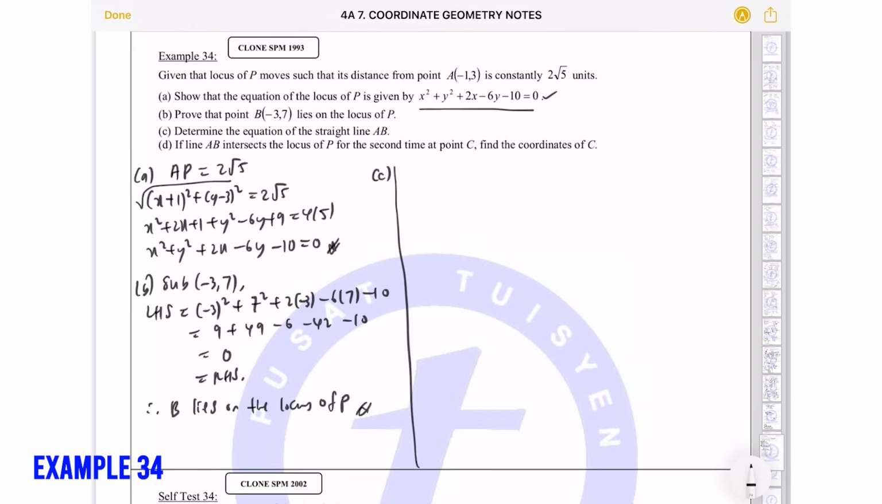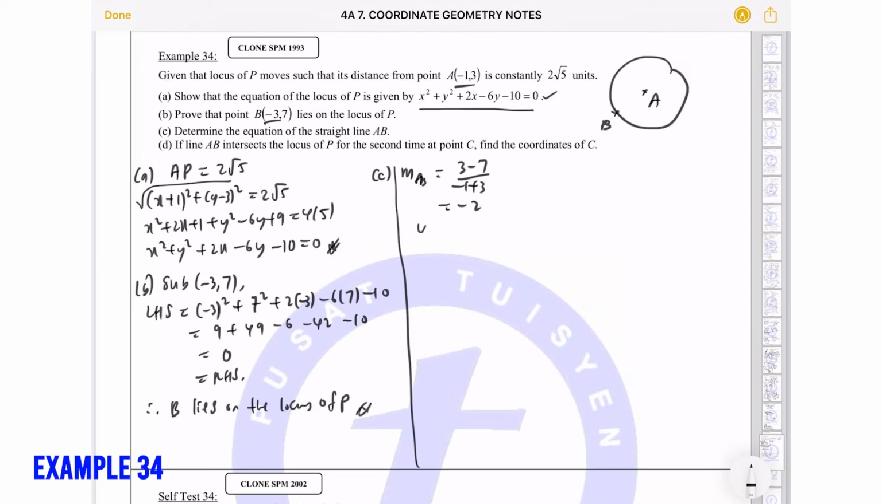Okay, part C. Determine the equation of straight line AB. Here I know that B is a point on the line, and A is the center, so B is probably here. We can just form the equation of a straight line. We know point A, we know point B. So I'm going to find gradient AB. 3 minus 7 over minus 1 plus 3. This is minus 4 over 2, negative 2.